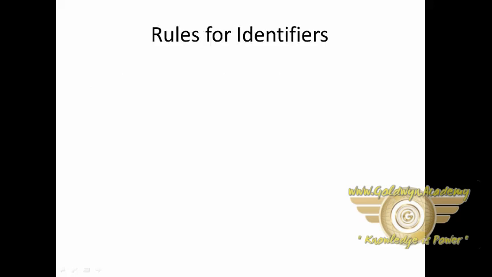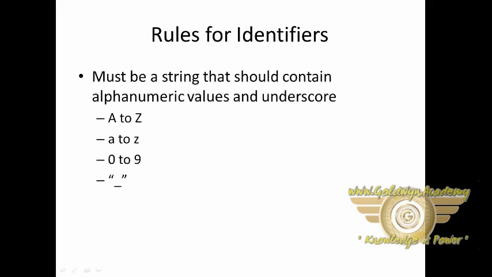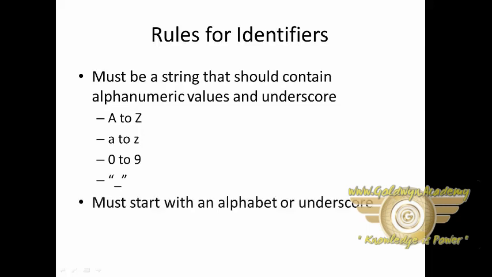There are some rules for these identifiers, and we are going to learn these rules. The first is, identifier must contain alphanumeric values and underscore. Anything except this will not be valid. The identifier must start with an alphabet or underscore.